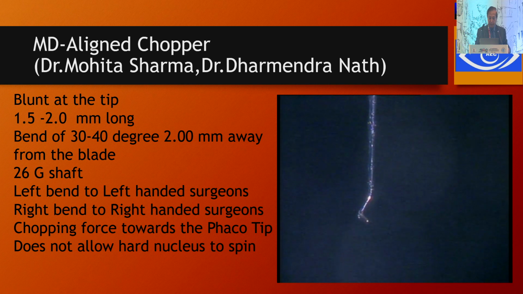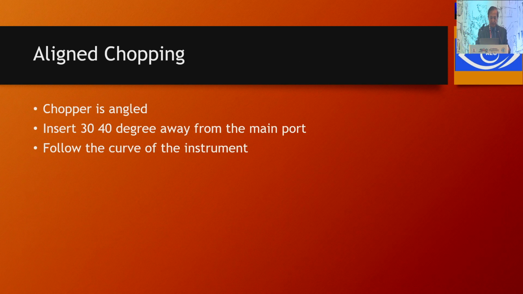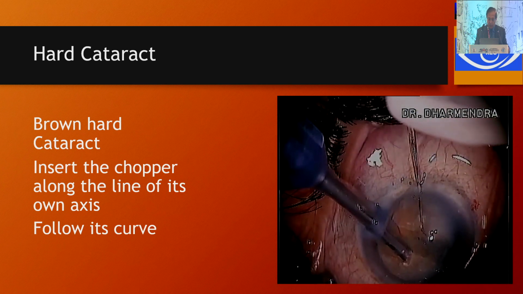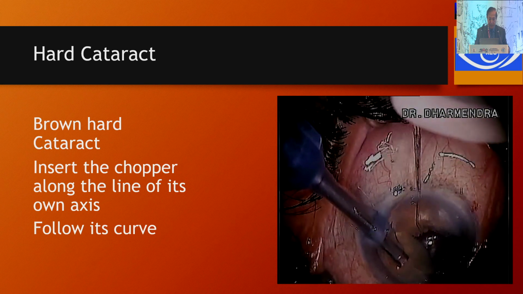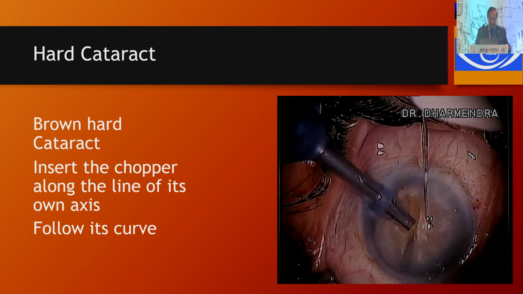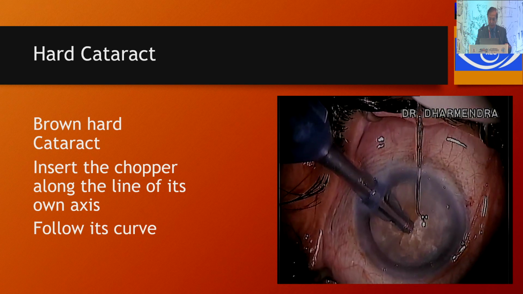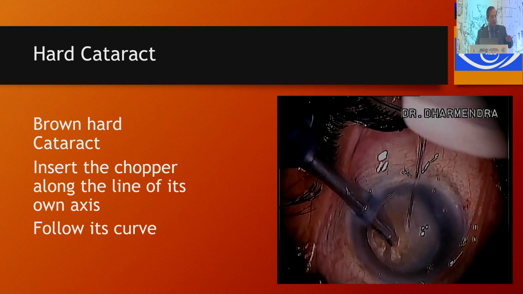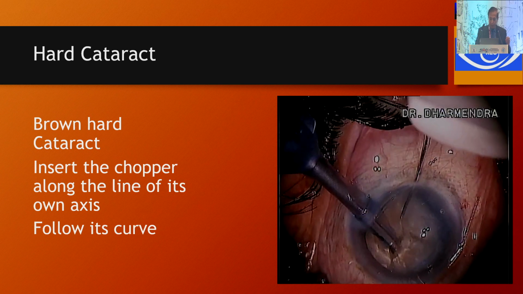So you can see very well, there is a blade, there is a bend. The chopper is angled and inserted at 30 to 40 degrees away from the main port, following the curve of the instrument. Because this is three-dimensional, you have to follow the curve of the instrument. That is very important. Just see in the hard cataract how it cracks. Hold half of the nucleus, and it is chopped from anterior to posterior directly. It's a horizontal chopping. The rotation is also facilitated with the same instrument. Hold it in the center, go to the periphery, and you just chop it towards the tip. This is centripetal force against the tip, and this is how it chops.